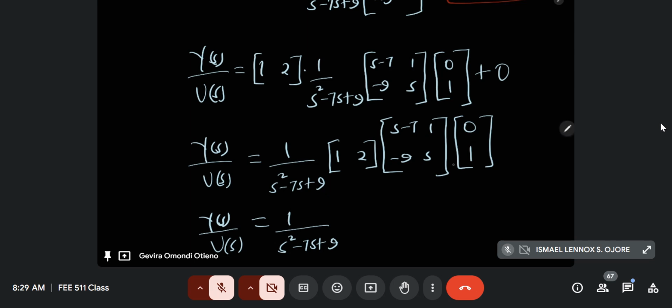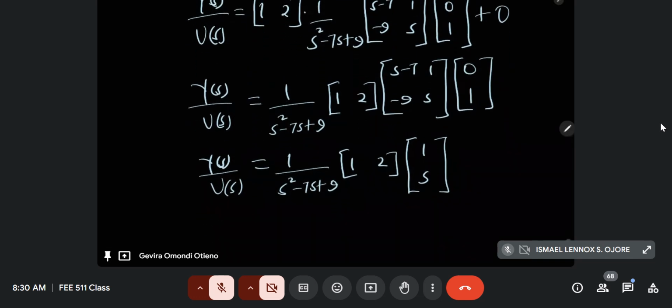So if I multiply these two, I'm going to have 1, 2 here, like that. This is a 2 by 2 by a 2 by 1, so I should have a 1 by 2. So I'm going to have this 0, 1. This is going to be easy. 0, 1, so that's just going to be 1. That's 0. This is just going to be S, like that.